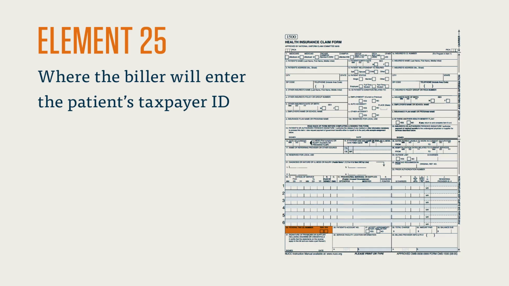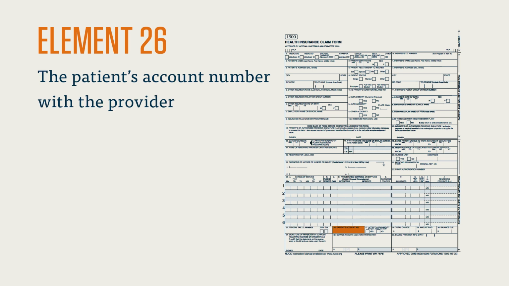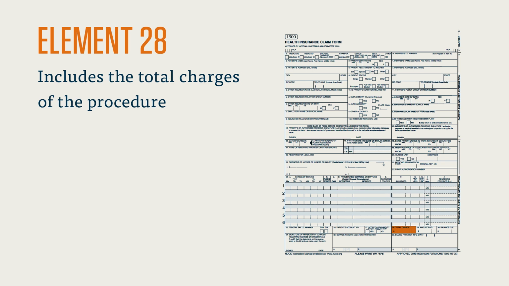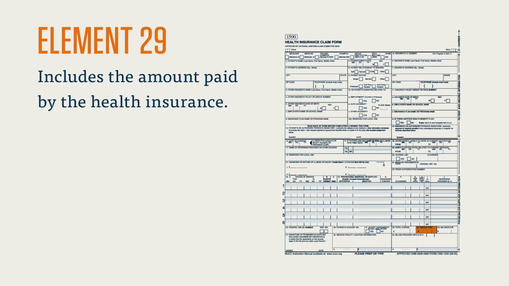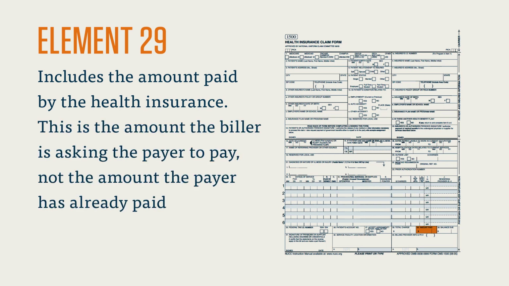Element 25 is a field where the biller will enter the patient's taxpayer ID. Element 26 is a patient's account number with a provider. We'll skip to element 28, which includes the total charge of the procedure. Element 29 includes the amount paid by the health insurance. This is the amount the biller is asking the payer to pay, not the amount the payer has already paid.